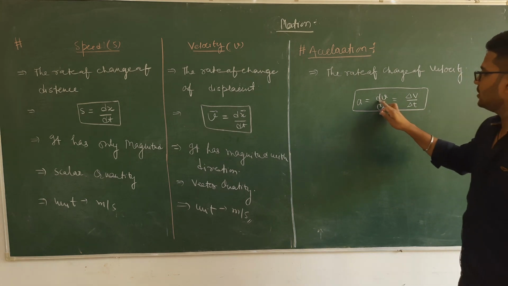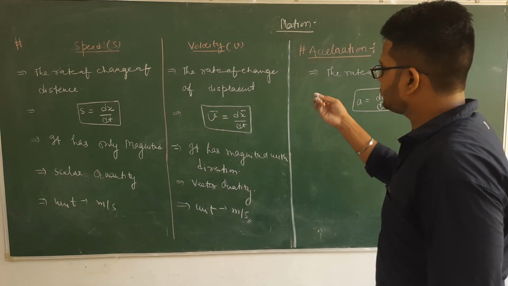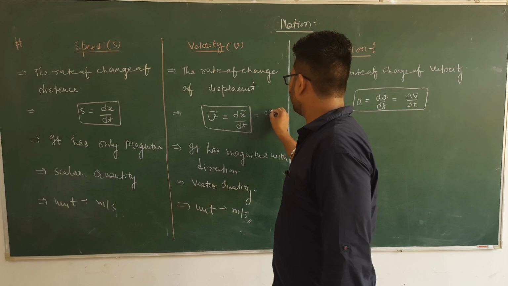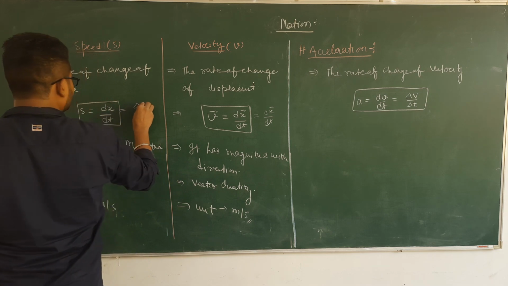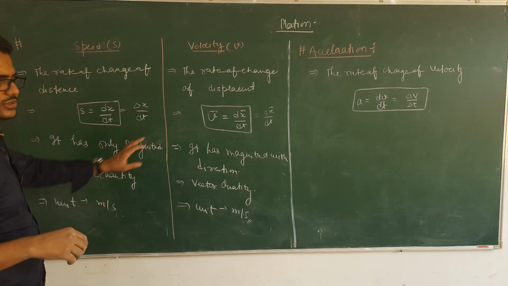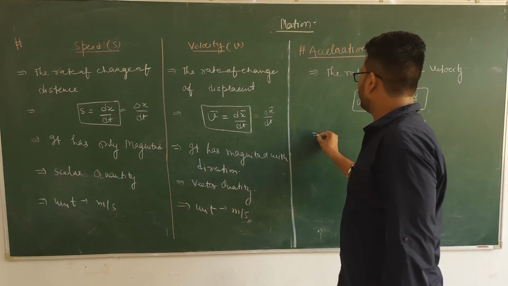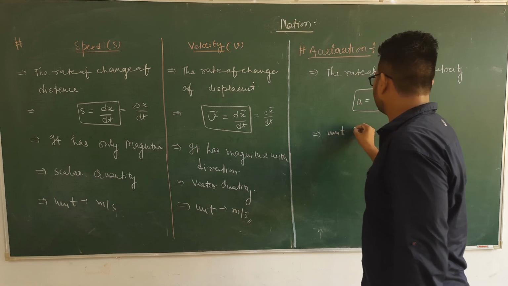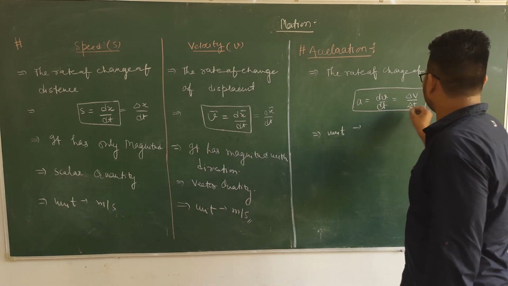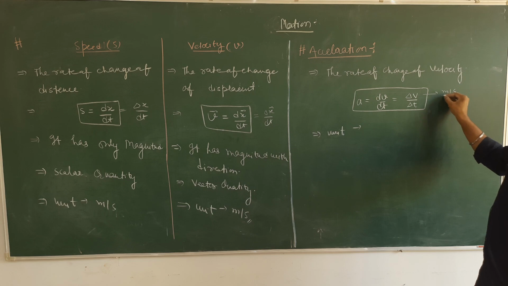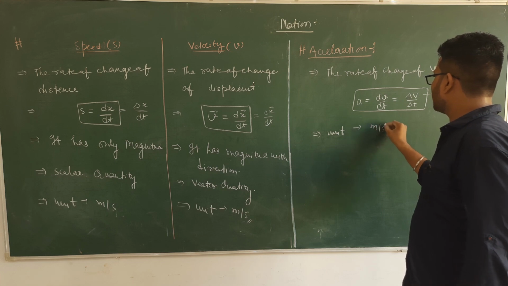This is the difference between first velocity and last velocity. You can also write velocity as delta x upon delta t, and speed also as delta x upon delta t. And next, what is the unit of acceleration? What is the unit of velocity? Meter per second. And the unit of time? Second. So the unit is meter per second square.